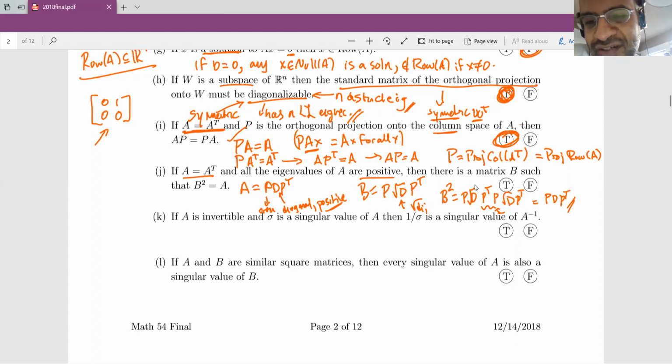It's important they were positive; you couldn't do this otherwise. So this is actually a very important application of the spectral theorem, which comes up shockingly often, which is you can use it to take square roots of matrices with positive eigenvalues. So that's true. Any question?